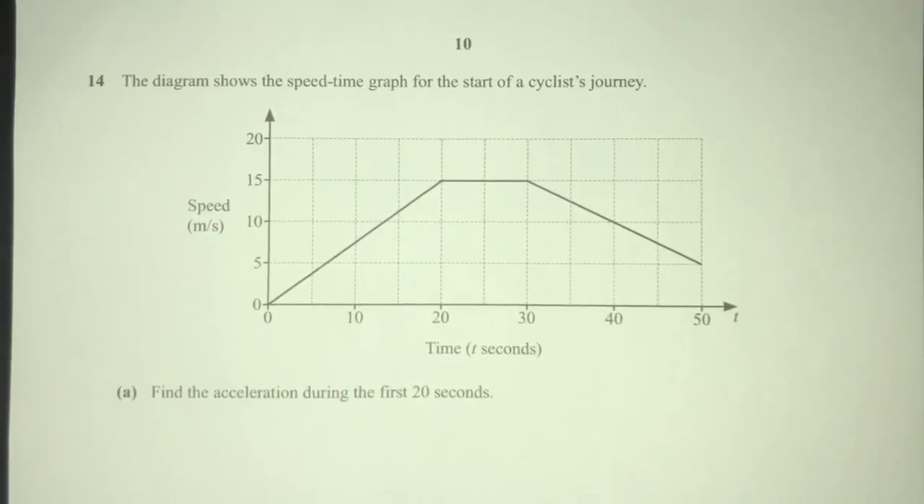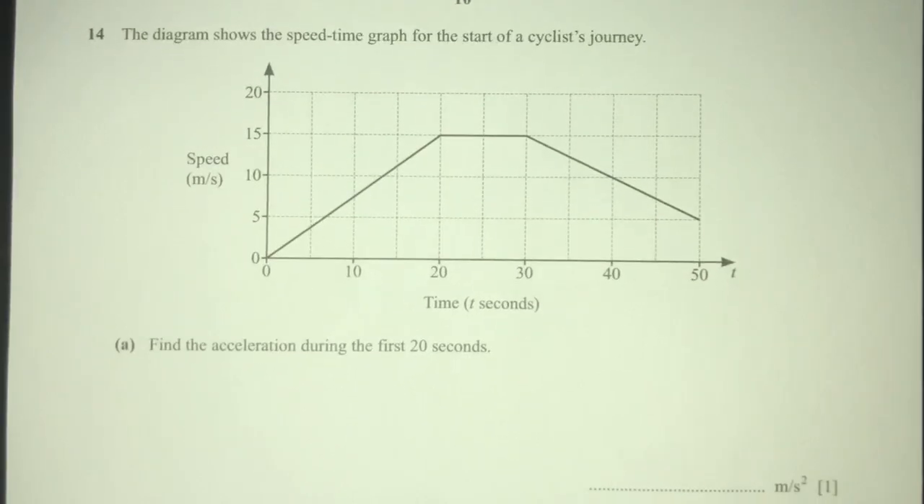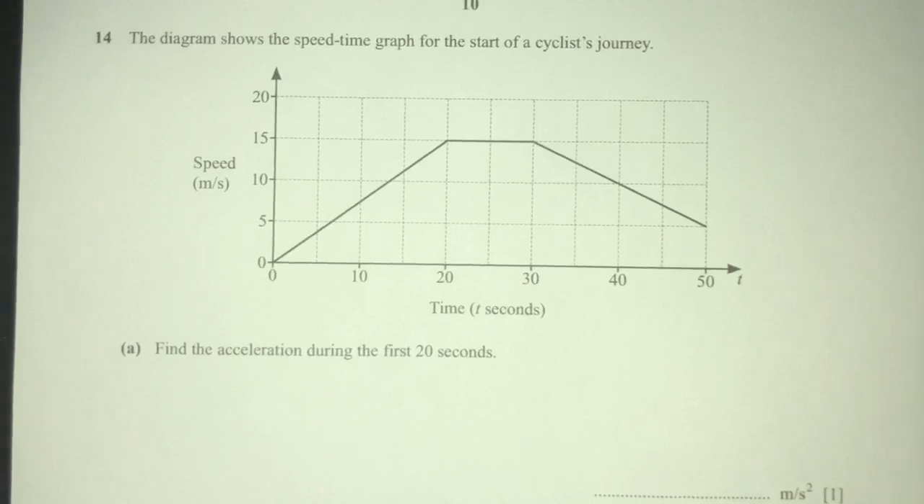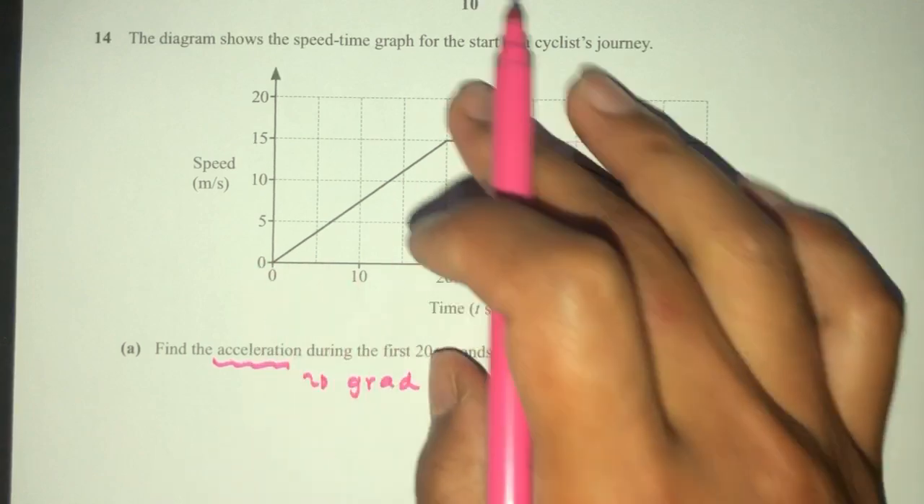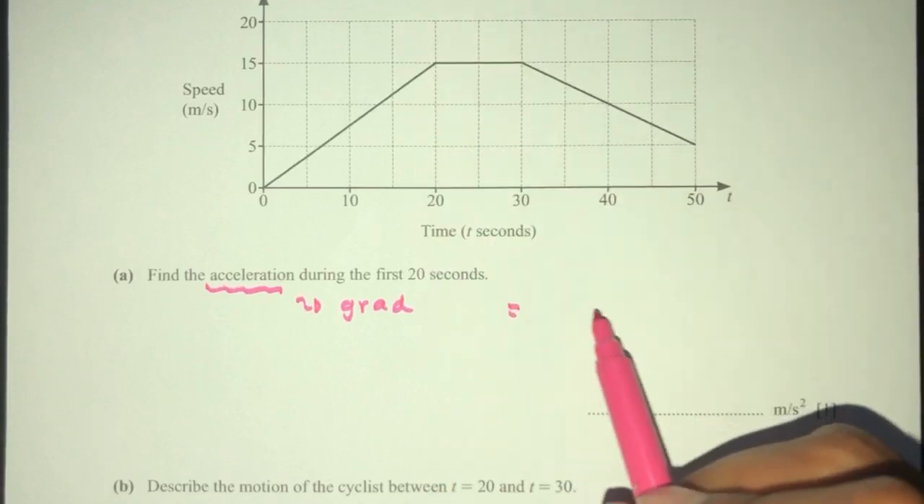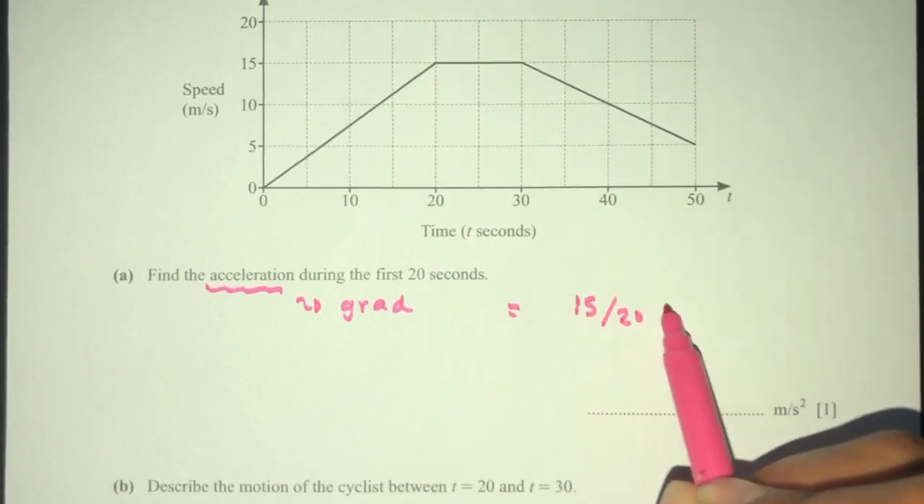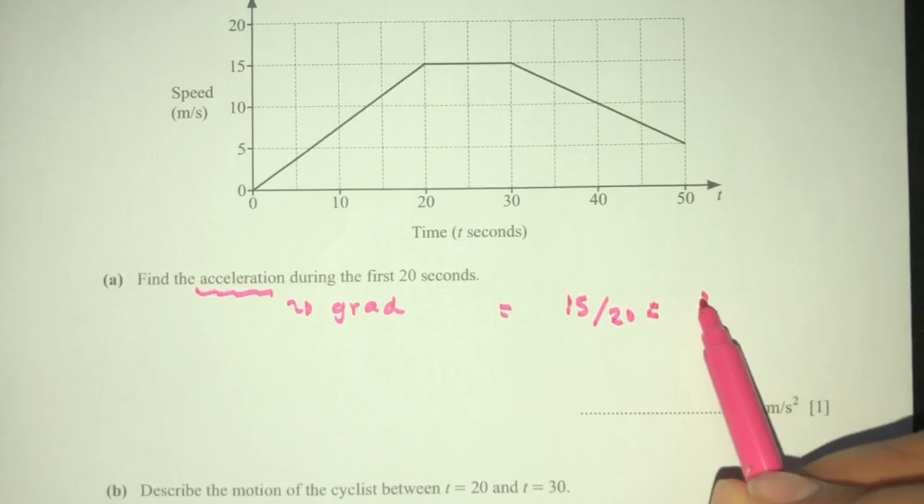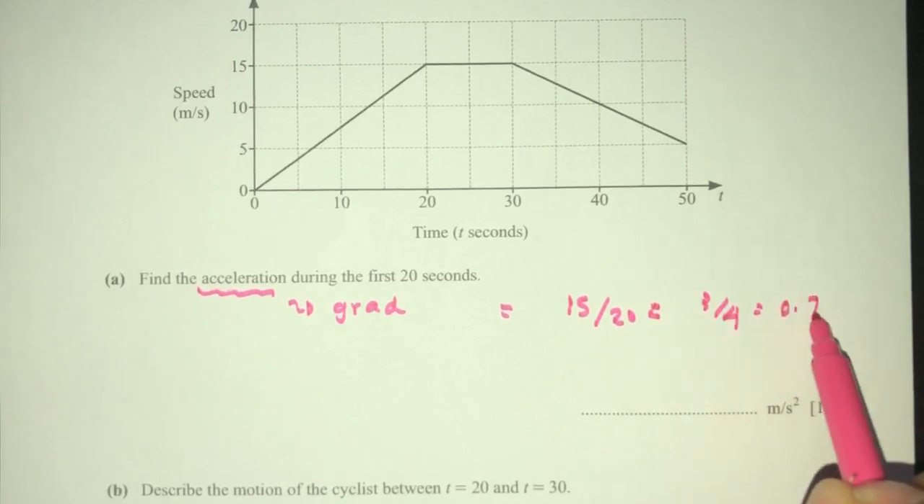The diagram shows a speed time graph for the start of a cyclist's journey. So here we have a speed time graph. Let's see what happens. First one, we have to find the acceleration in the first 20 seconds. To find the acceleration, we have to understand that for a speed time graph, the acceleration is equal to the gradient. So in this region, we can use a triangle to find the gradient. The height will be 15 divided by the base, and that should be 3 over 4, which is 0.75.